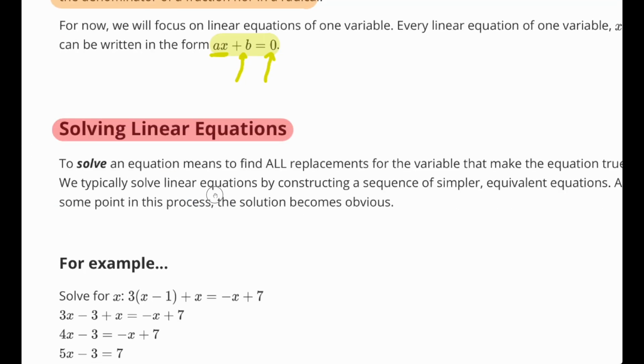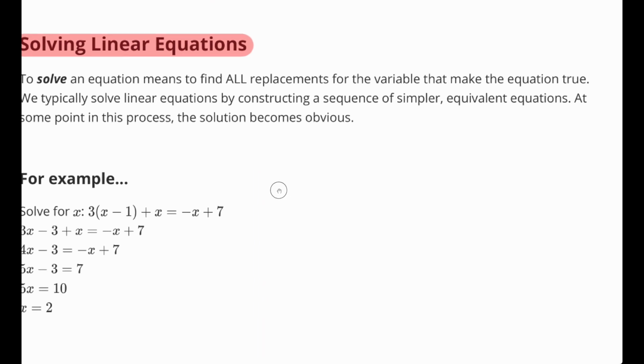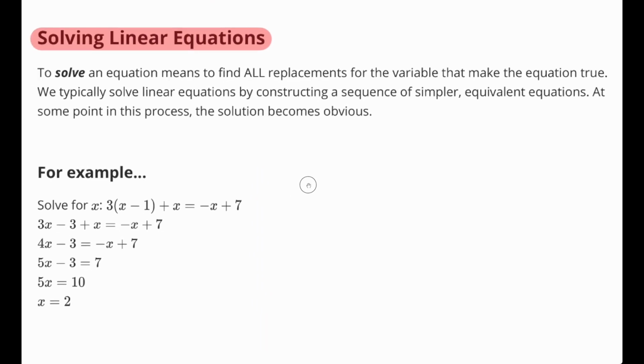All right, so this first section right here, solving linear equations. To solve an equation means to find all replacements for the variable that make the equation true. So you're finding the value of x that will make the equation true. We typically solve linear equations by constructing a sequence of simpler equivalent equations. At some point in the process, the solution becomes obvious. So we're going to start with this example first.